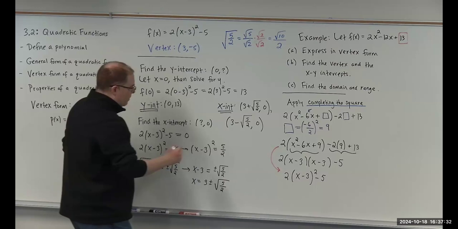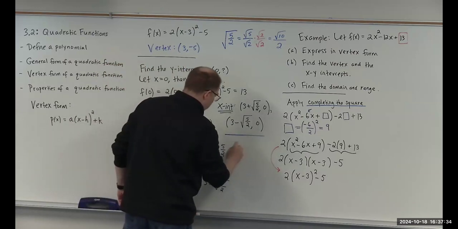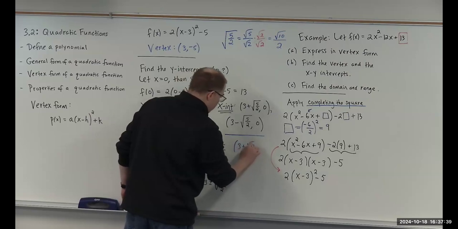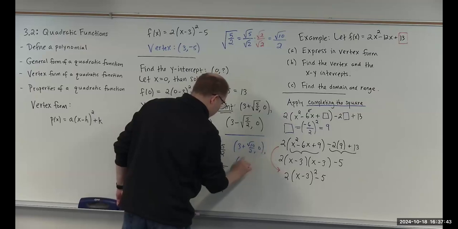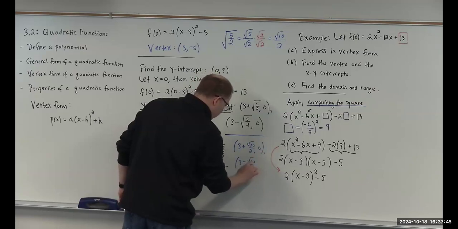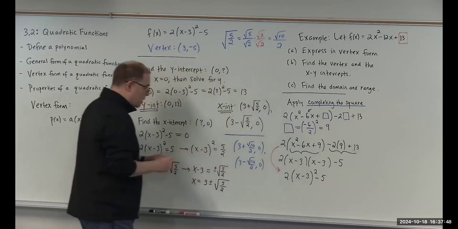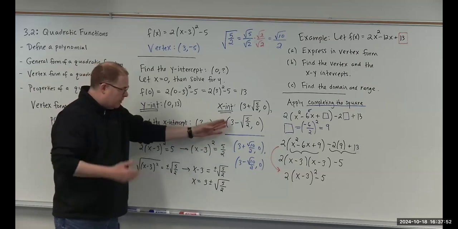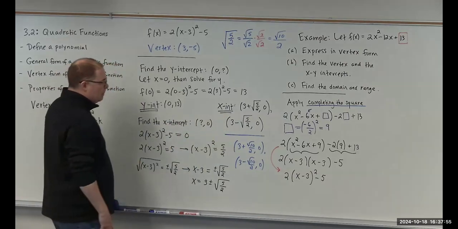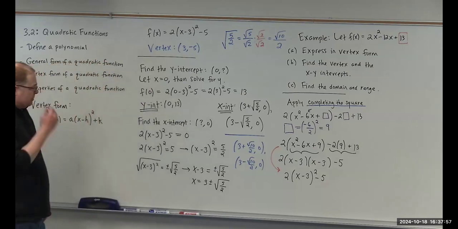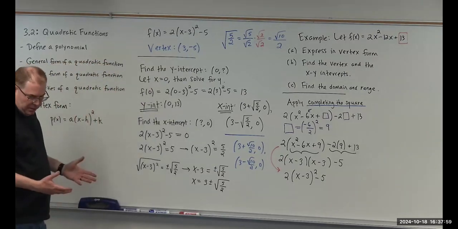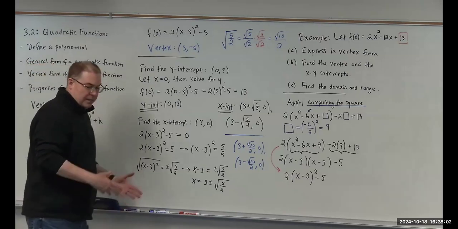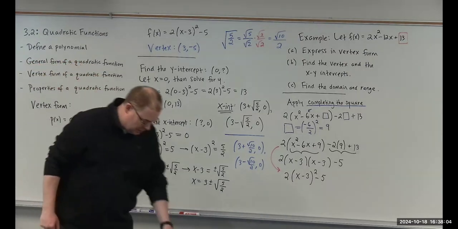So another way to express this solution is to write it this way: (3 plus root 10 over 2, 0), or we also have this one, (3 minus root 10 over 2, 0). It's important to recognize that these are the same. Basically, that tells us where this graph is going to intersect the x-axis.